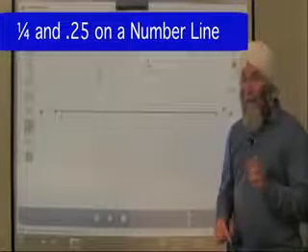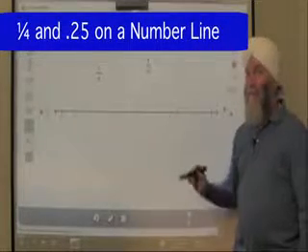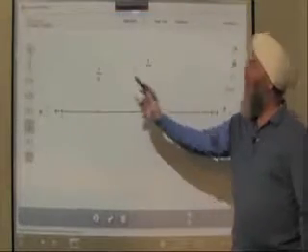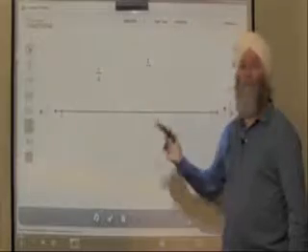We're going to take a look at the fraction 1/4 and place it on this number line. We're also going to look at decimal equivalents. So, here we have the fraction 1/4, and it's displayed 2 times.